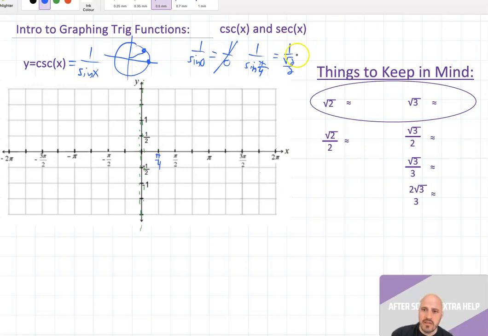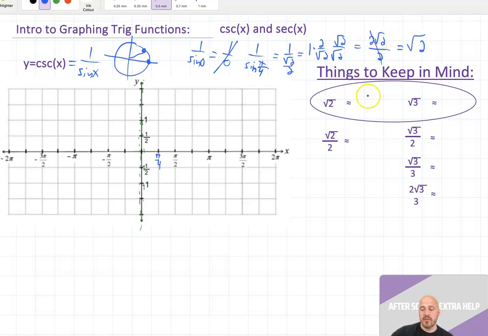That looks kind of weird. Let's get rid of this denominator by multiplying by its reciprocal. So instead it's 1 times 2 over root 2. And let's rationalize. Let's multiply by root 2 top and bottom. Well, 2 times root 2 is going to be 2 root 2. Root 2 times root 2 is 2. Oh, how nice. These cancel, and I get root 2.